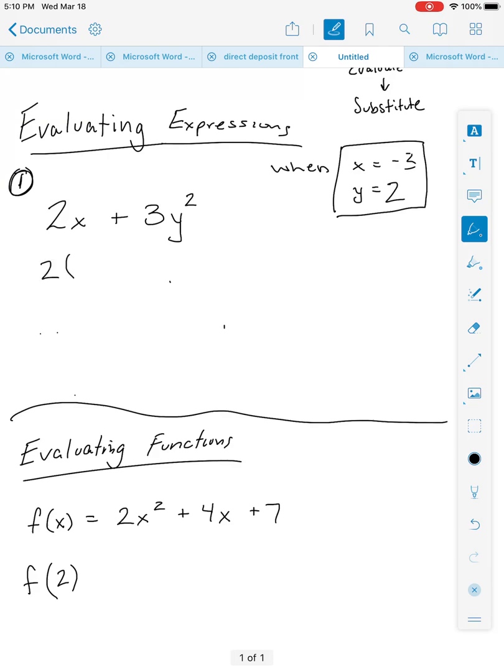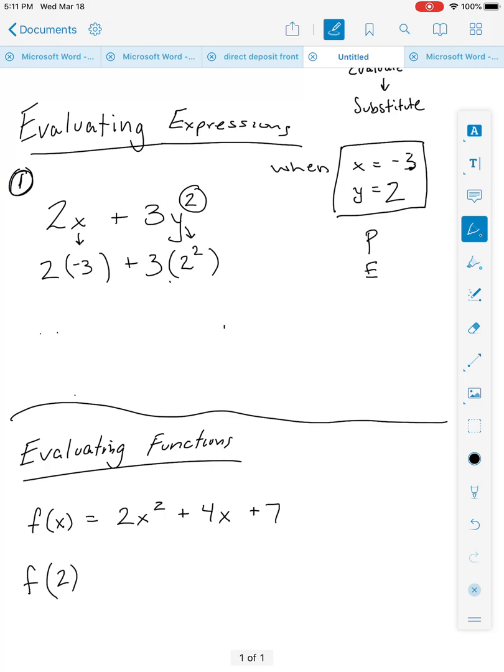So I'll then rewrite my expression, and in place of my variables, I'll first place parentheses. Now I'll take my x value of negative 3 and substitute it in for x, and my y value of 2 and substitute it in for y. Now notice my y is actually squared, so I do need to rewrite that.